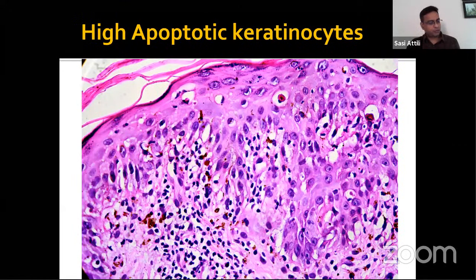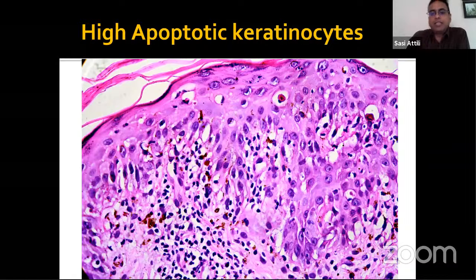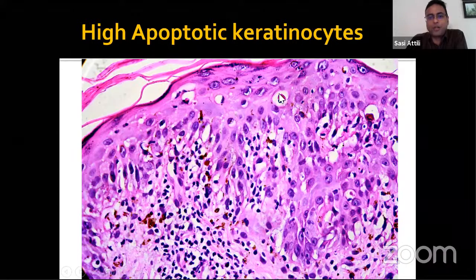All right, this takes me to the next point in discussing the basic pathology, which is high apoptotic keratinocytes. We've all heard of this term, and probably we haven't seen enough cases to understand what it means, and it took me a while to figure out what it means. So high apoptotic keratinocytes refers to apoptotic keratinocytes which are not just in the basal layer, but also present in the upper layers of the epidermis. So these are called high apoptotic keratinocytes.